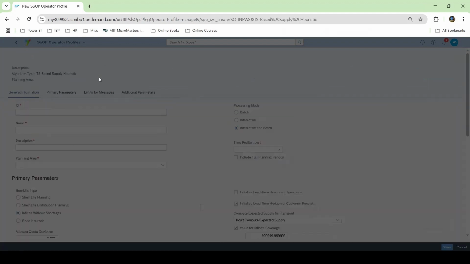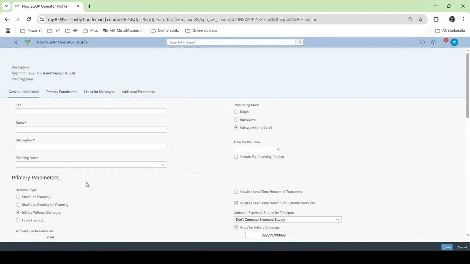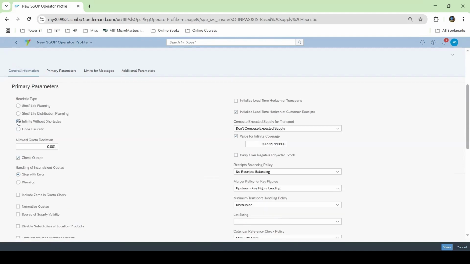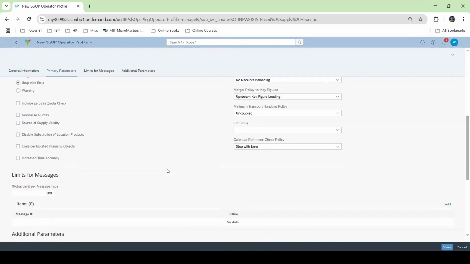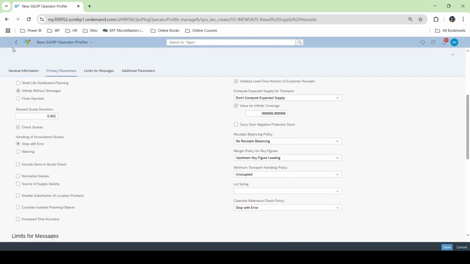So if we choose heuristics, you can provide the details, and also you can select whether you want infinite heuristics without shortages, or you do not want finite heuristics. Also, there are other criteria like receipt balancing. You can choose them, and we are good to go. Otherwise, you can choose the optimizer also.